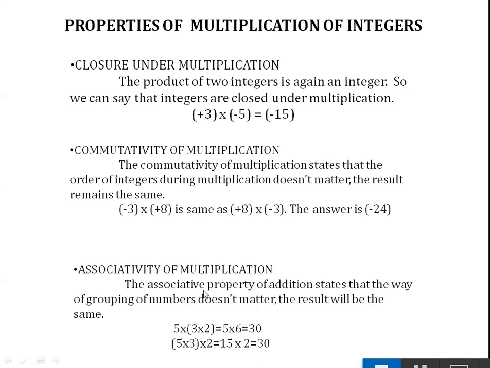Next is associativity. You dealt this in properties of addition also. When you change the grouping, here the grouping is between 3 and 2. You got the answer as 30. In the second step, the grouping is between 5 and 3, but you got the same answer. This is what you call as associativity of multiplication. Multiplication of integers is associative in nature.